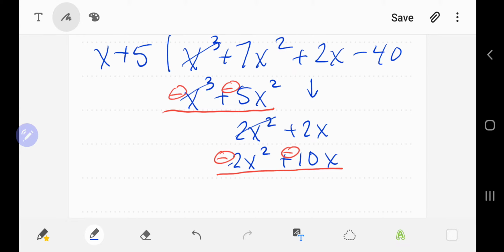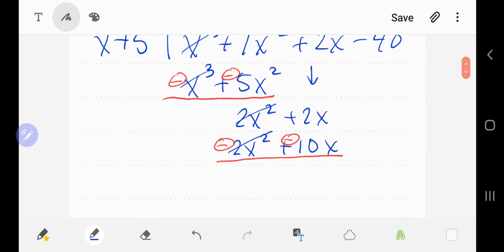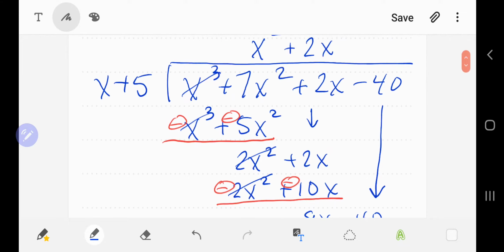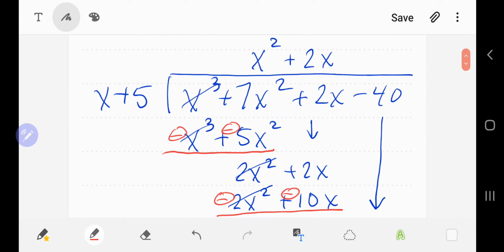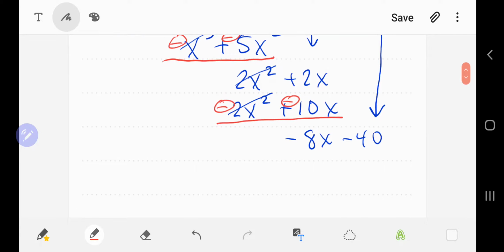2x squared minus 2x squared, cancel. 2x minus 10x, that is a negative 8x. And now the negative 40 can drop. And now it's time to rinse and repeat. All right, so this will be the last time through.